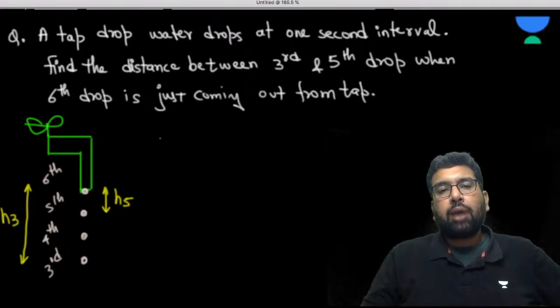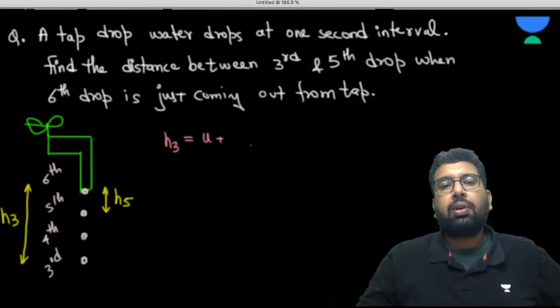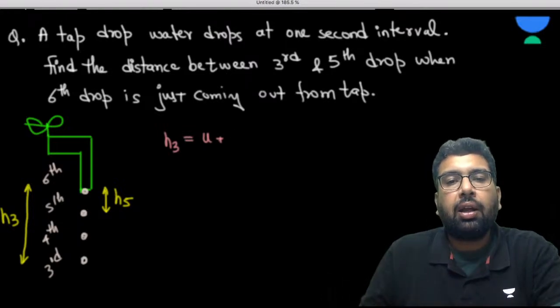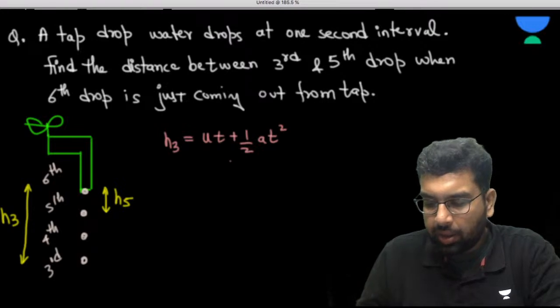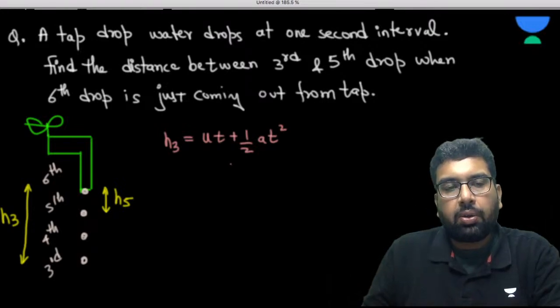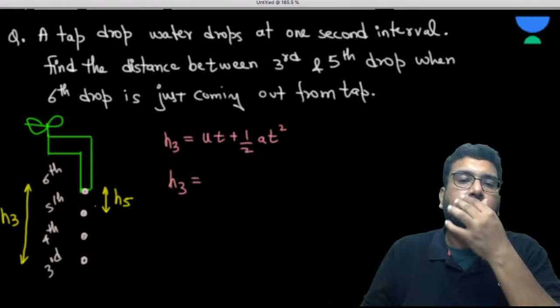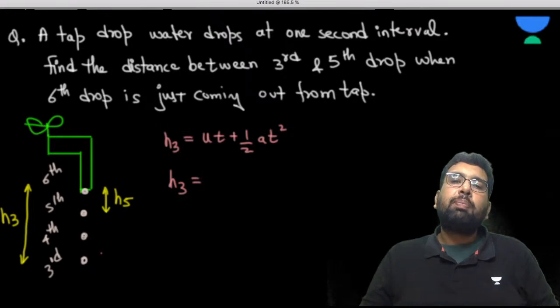So now for H3, can we use U plus... yeah, you have done it all. Very nice. So H3 is equal to UT plus half AT square. Okay, good. So what is the initial velocity? Let's focus on the third drop. When I focus on the third drop, the initial velocity would be zero only.